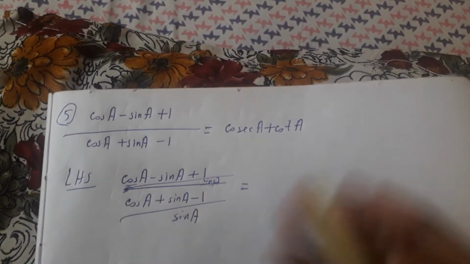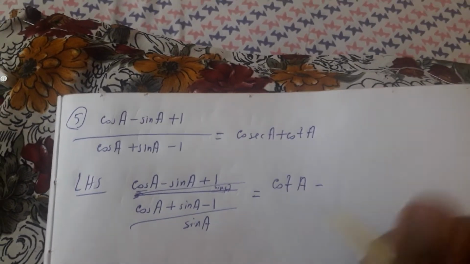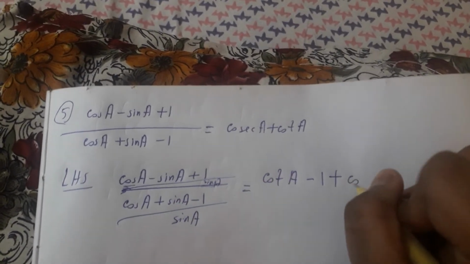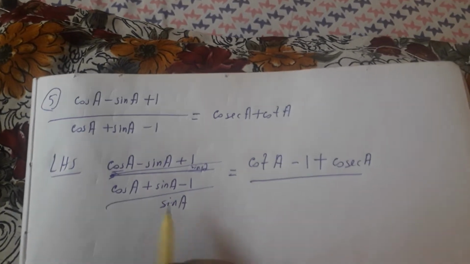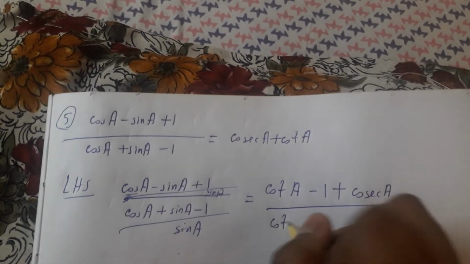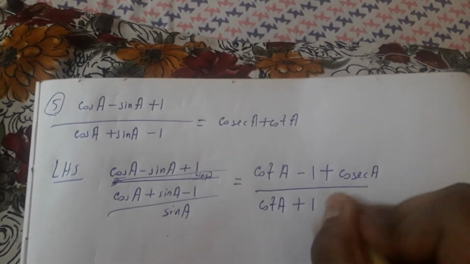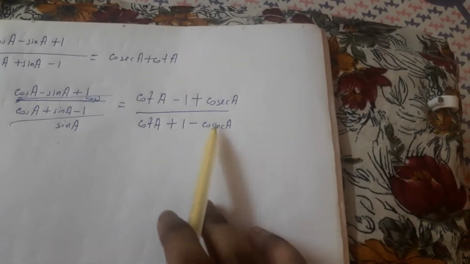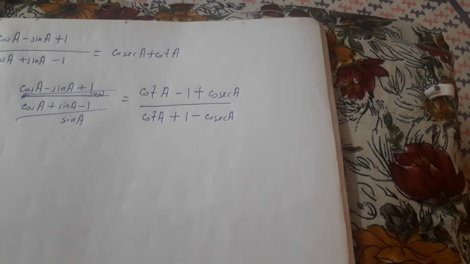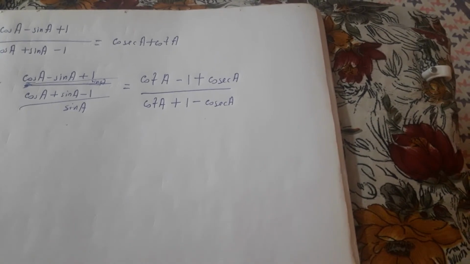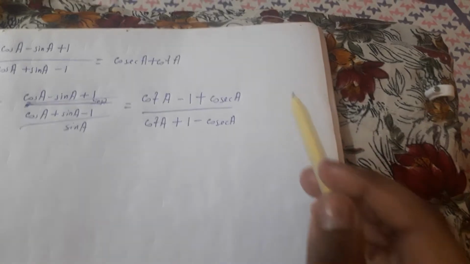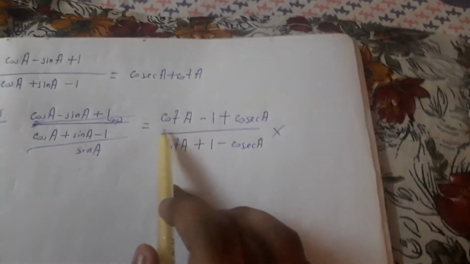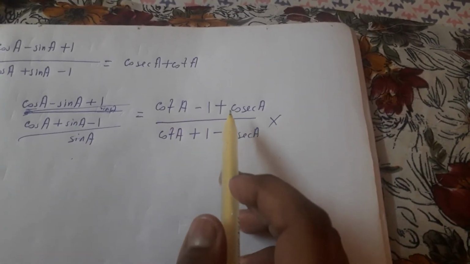Cos A divided by sin A means cot A, minus sin A divided by sin A means 1, plus 1 by sin A means cosec A, divided by cos A by sin A means cot A, plus sin A by sin A means 1, minus 1 by sin A means cosec A. Now students, we know one formula, that is cosec square theta minus cot square theta equals 1. So here you have to apply this, and for applying this you first have to take a square minus b square form.